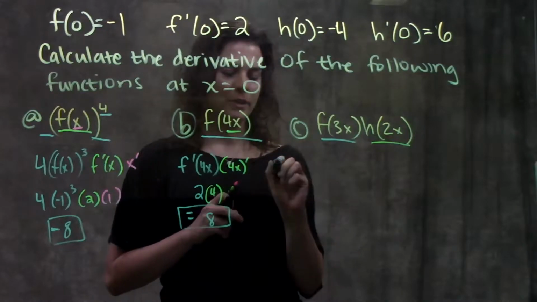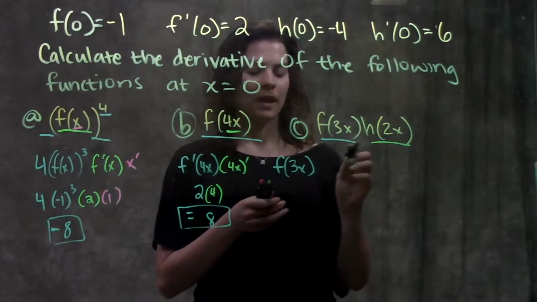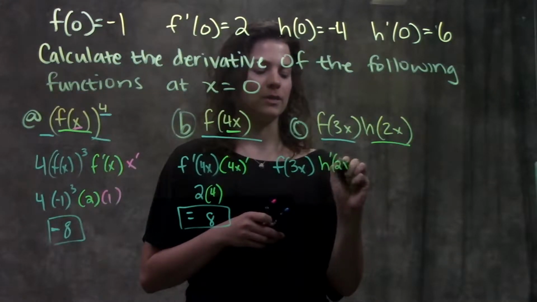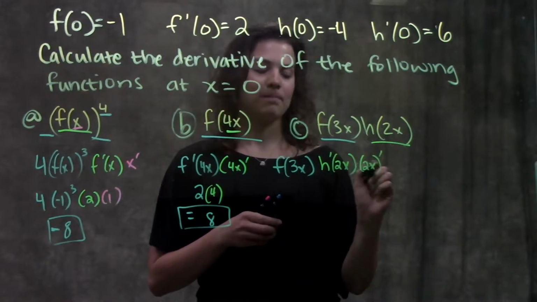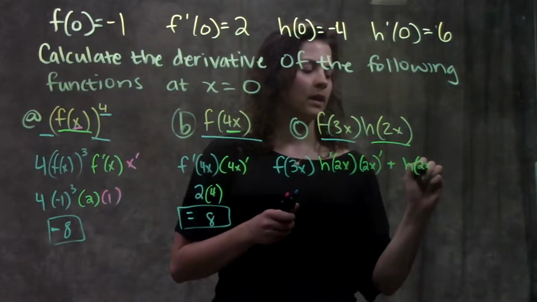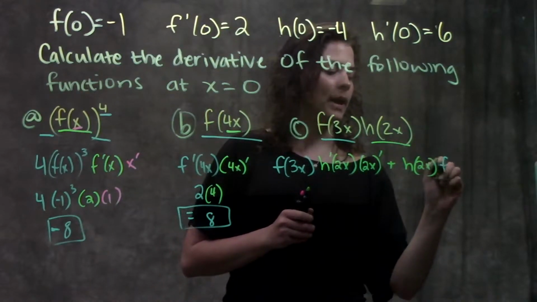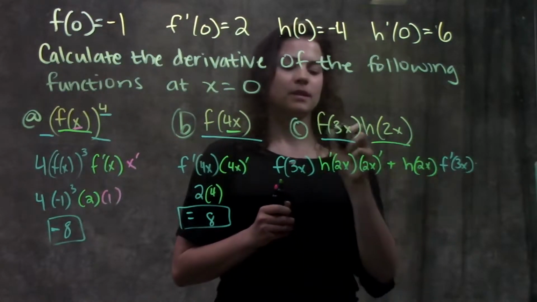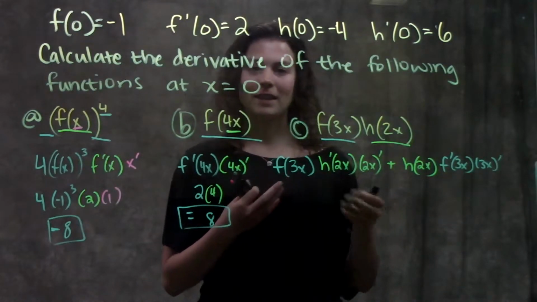Let's go through that. I have my first function, which is just f of 3x, times the derivative of the second function. Remember, I'll have to use chain rule. My outermost function here is h of 2x, so the derivative of that is h prime of 2x, times the derivative of the inside function, 2x, which is 2x prime. Plus, now I continue my product rule. I have the second times the derivative of the first. The derivative of f of 3x, with f as the outermost function, is f prime of 3x, times the derivative of the inside, which is 3x prime.